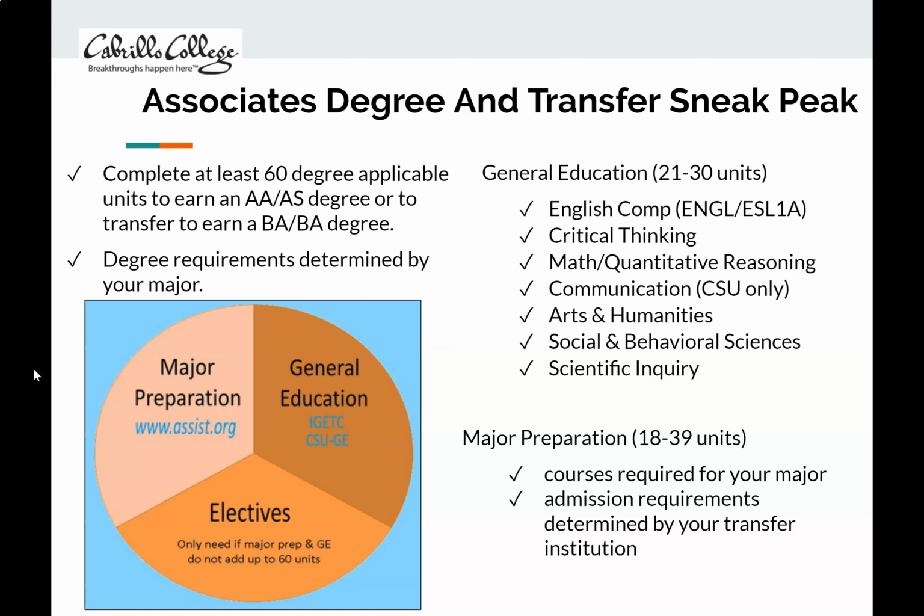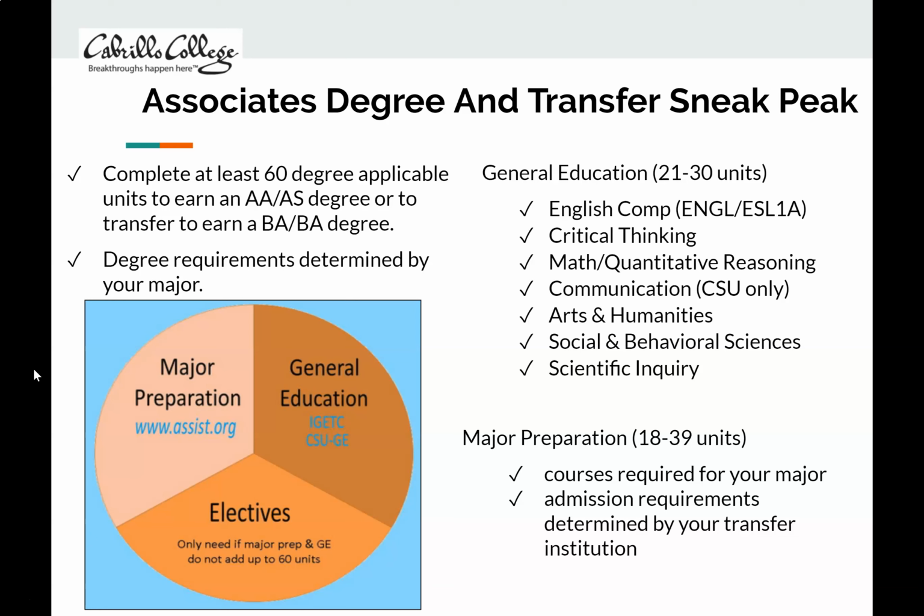Next, let's take a look at associate degrees and how to transfer to four-year colleges and universities. Keep in mind that this is an introduction to these topics. Many more details will be covered in a class called Plan for Success, offered through the Counseling and Guidance Department. You'll see it listed as CG51.